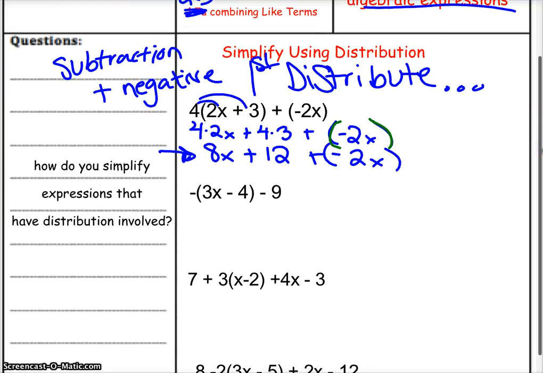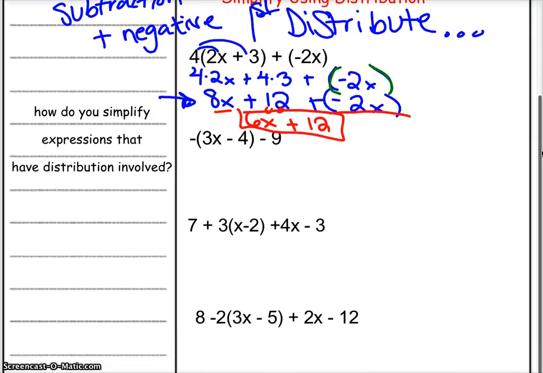Now go left to right. 8x plus a negative 2x is 6x plus, and I just have one lonely 12 left. So my final answer is 6x plus 12. Final because I can't combine any like terms. If I can't do anything else, that's when I know I'm done.